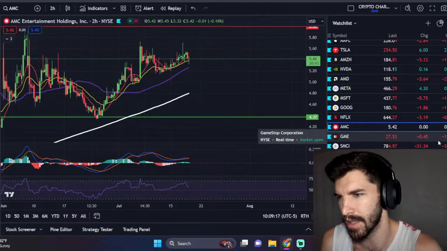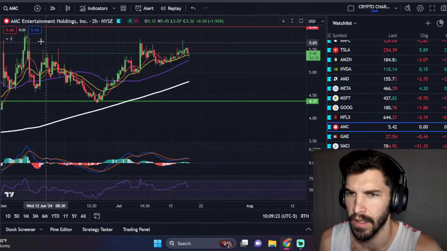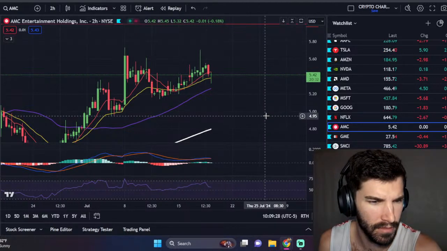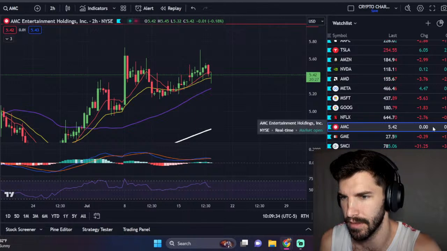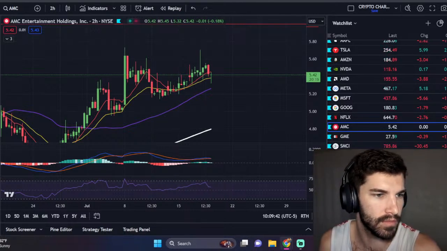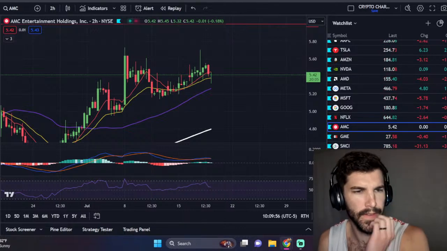Did something happen with AMC? Anyone? So that thing is stopped at 0.00 and it's white right now. Why is that white? What the hell's going on with AMC?